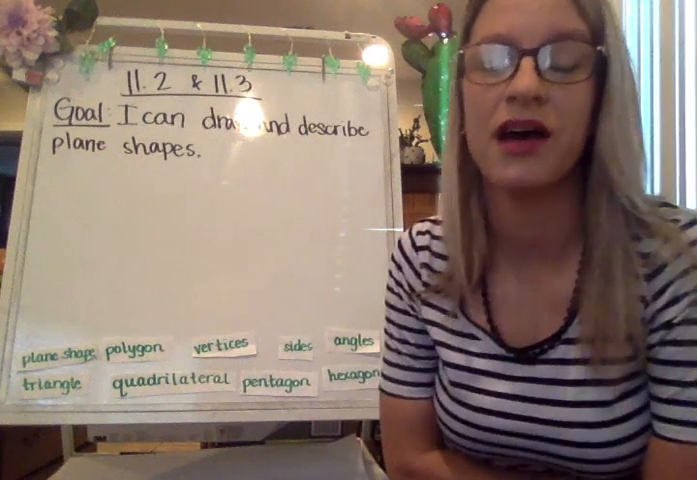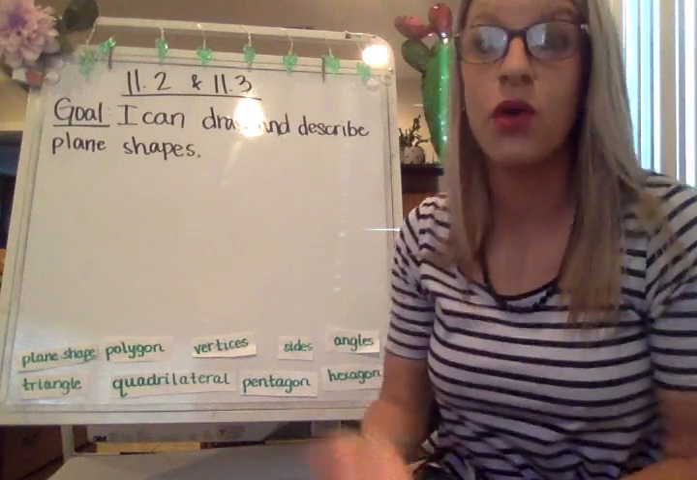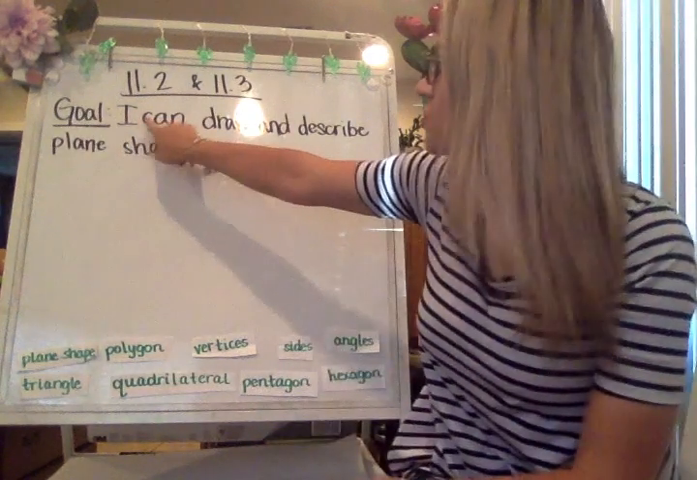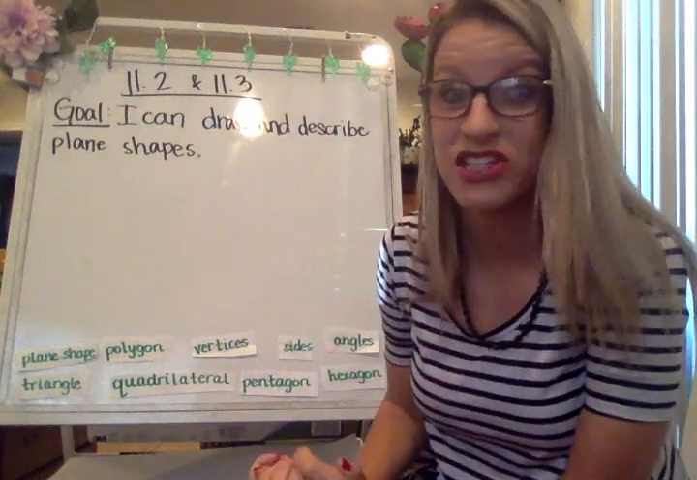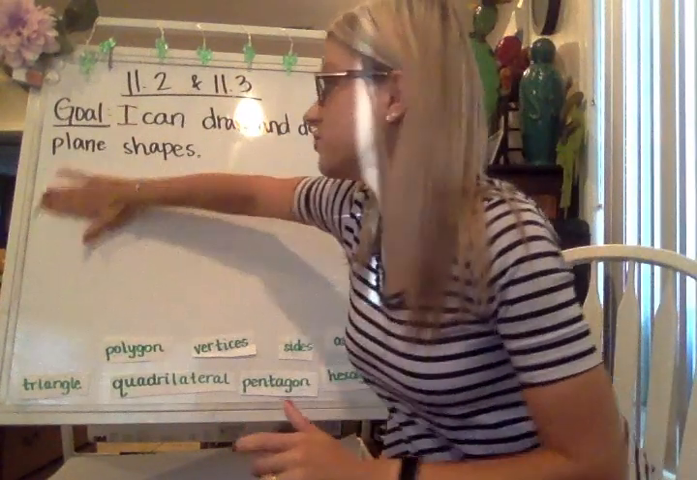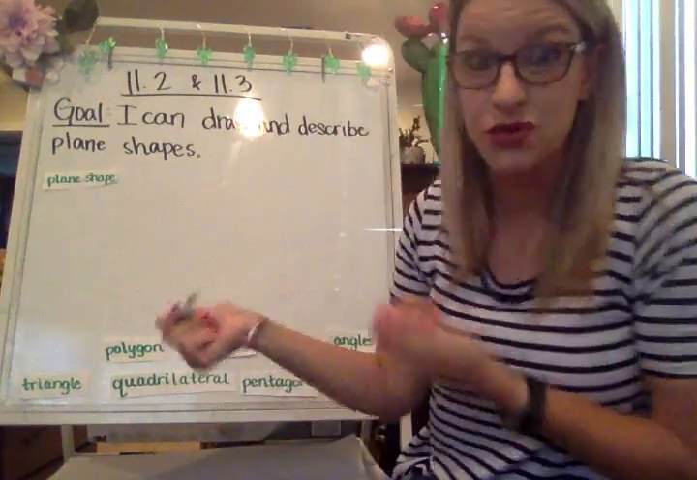We're going to be working on lessons 11.2 and 11.3. The goal of this, we're going to combine them. So you need to be able to draw and describe plane shapes. Just to kind of review the vocabulary, a plane shape is just the same as a two-dimensional shape.